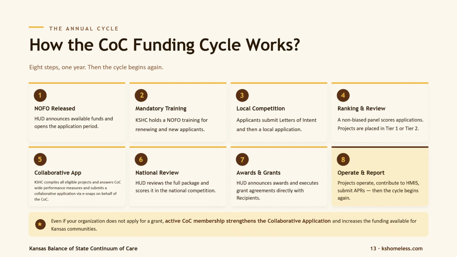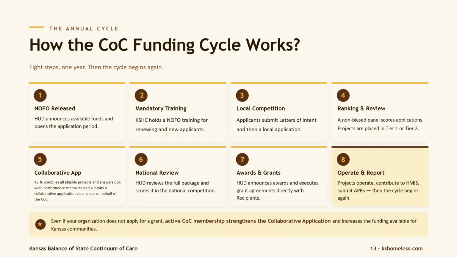Here's how the annual cycle actually works start to finish. Step 1. The Department of Housing and Urban Development releases the Notice of Funding Opportunity, announcing available funds and opening the application period. Step 2. KSHC holds a mandatory training for any agency wanting to renew an existing grant or apply for a new one. Step 3. Applicants complete a letter of intent to show their interest and allow KSHC to provide technical assistance to ensure eligibility and capability. After that, project applications can be submitted outlining program scope, population served, budget, and alignment with specific priorities and goals.